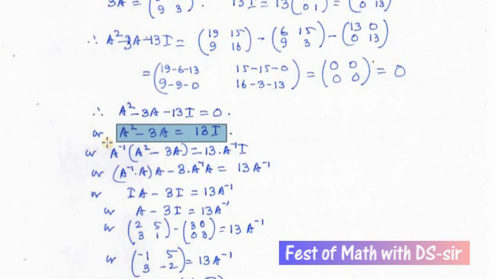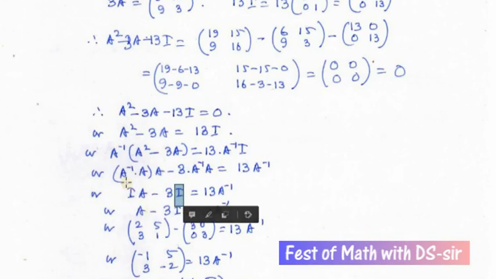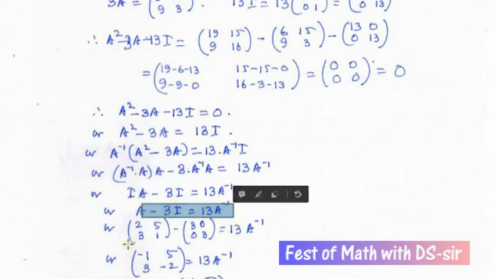So using this result, I will find A inverse. I multiplied both sides from the left by A inverse. Whether you multiply from the left or right matters in this case. Associative and distributive properties are applied. Now A inverse into A is I. So A inverse A minus 3I is equal to 13 A inverse. So A minus 3I is equal to 13 A inverse.